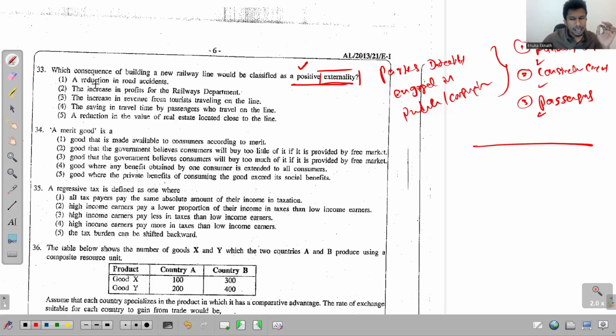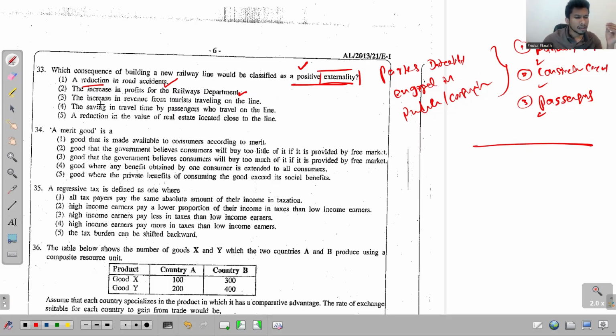So this is a positive externality. This is borne by an external party, and this is something positive. The second one, the increase in profits for the railway department. As we recognized earlier, this railway department is directly engaged in the production or consumption. Hence, this will be private benefit. Their profit will be private benefit, not a positive externality.